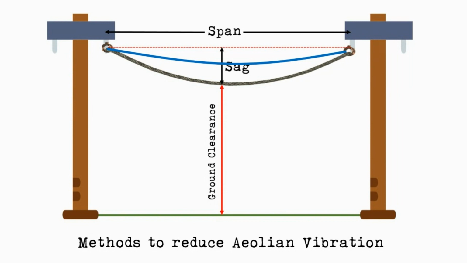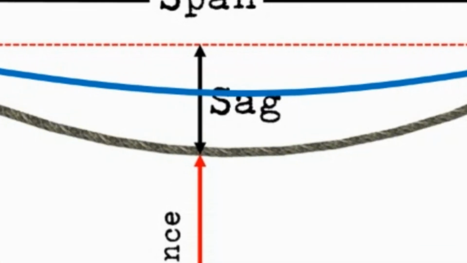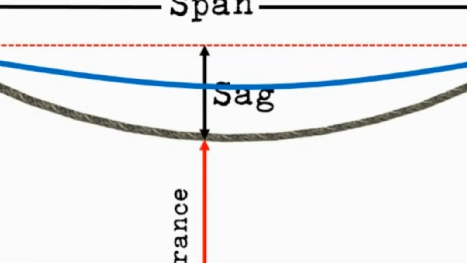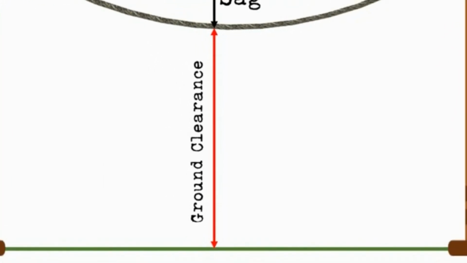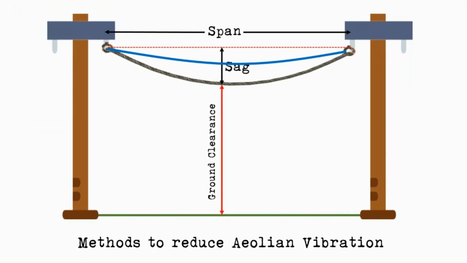But with this solution, the sag will increase. You can see the sag. And the clearance above the ground level will be less. This also has to be taken into consideration. For transmission line, depending on the voltage, there is a minimum ground clearance distance between the conductor and the ground. So if we are going to do this, we have to take this into consideration. This is one way of resolving the Aeolian vibration.